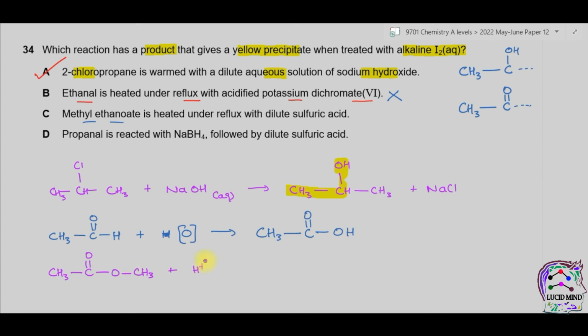So this is the methyl ethanoate structure. Now upon acid hydrolysis, what will happen? This bond is going to get broken. We have a 2-carbon carboxylic acid and a 1-carbon alcohol that is formed. So CH3COOH and CH3OH. Both are not fulfilling our requirement for a positive yellow precipitate, so therefore this is also incorrect.